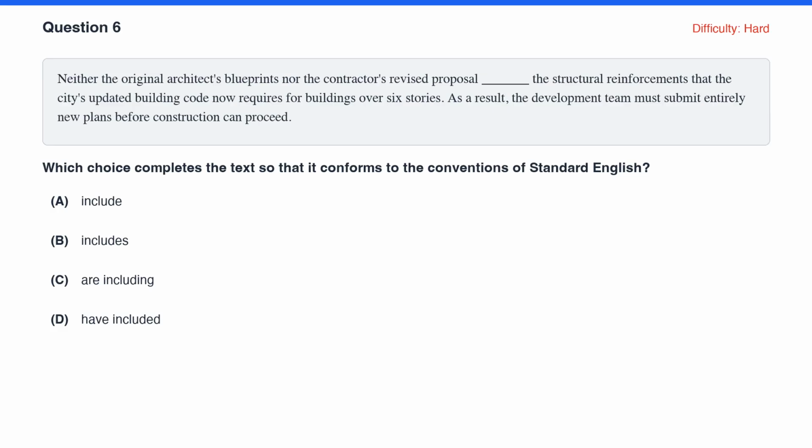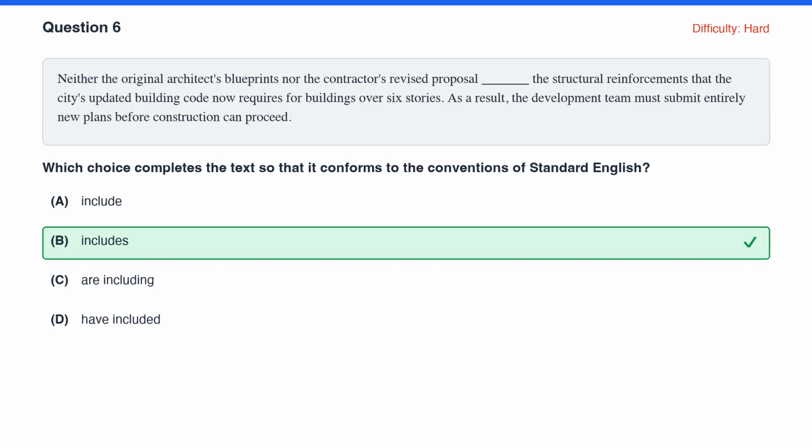B says includes, singular, matches proposal, the closer noun. That's our answer. C says are including, plural and present progressive. Double wrong: plural doesn't match, and progressive implies an ongoing action. D says have included, plural present perfect, again doesn't agree with singular proposal. The answer is B, includes. For neither/nor and either/or, the verb matches whichever noun is closest. This is a favorite SAT trick.